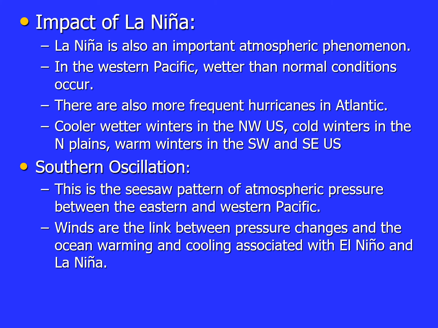You also expect to get cooler, wetter winters in the northwest U.S., cold winters in the northern plains, warm winters in the southwest and southeast U.S. So we might expect warmer winter here in North Carolina in 2020 because of La Nina. And then taken together, southern oscillation is the seesaw pattern as an atmospheric pressure between the eastern and western Pacific. So when you put all this stuff together, it's called El Nino southern oscillation, or ENSO, E-N-S-O.